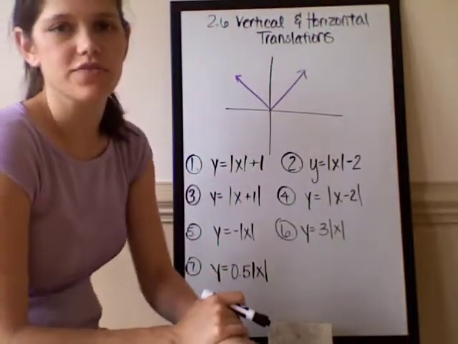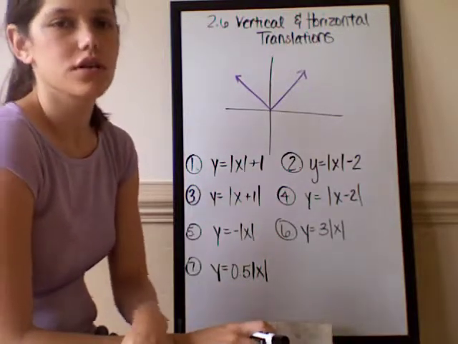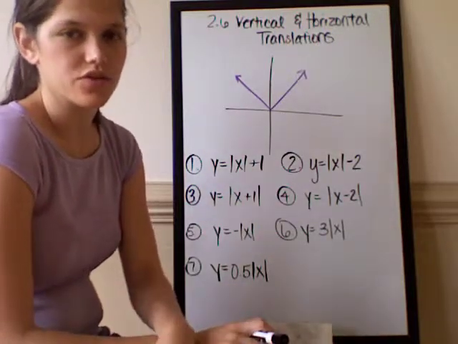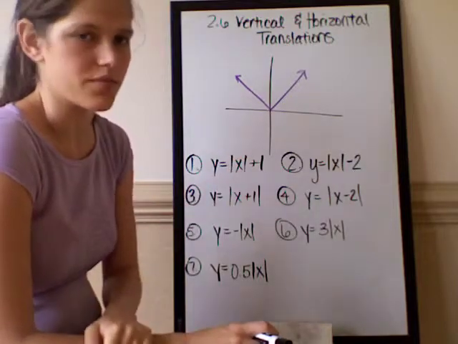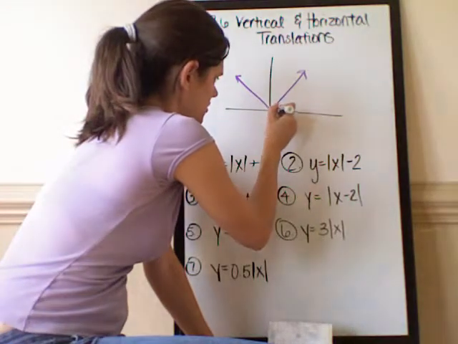Talk about 2-6 vertical and horizontal translations of absolute value functions. All right, you've learned what an absolute value function looks like. We said it looks like the V shape. The vertex is always the point at which the V meets.